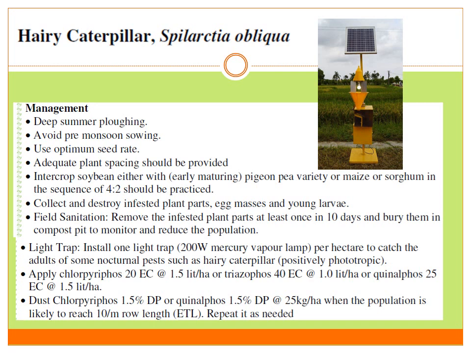Field sanitation, remove the infested plant parts, light trap, and apply chlorpyrifos 20 EC at 1.5 liter per hectare, or dust chlorpyrifos 1.5% DP or quinalphos 1.5 DP at 25 kg per hectare when the population is likely to reach 10 per meter row length, and then repeat it as needed.